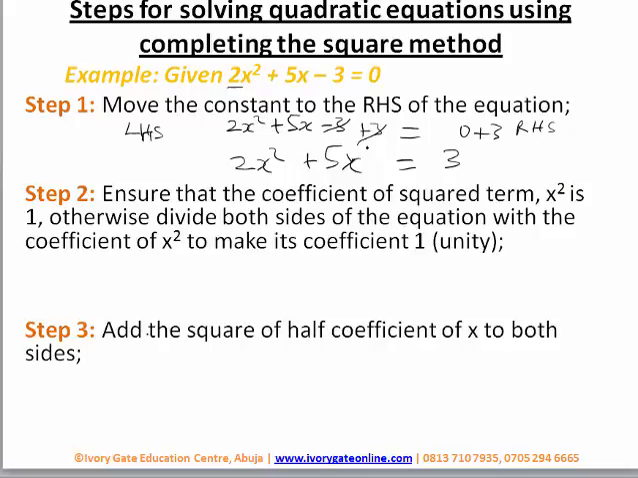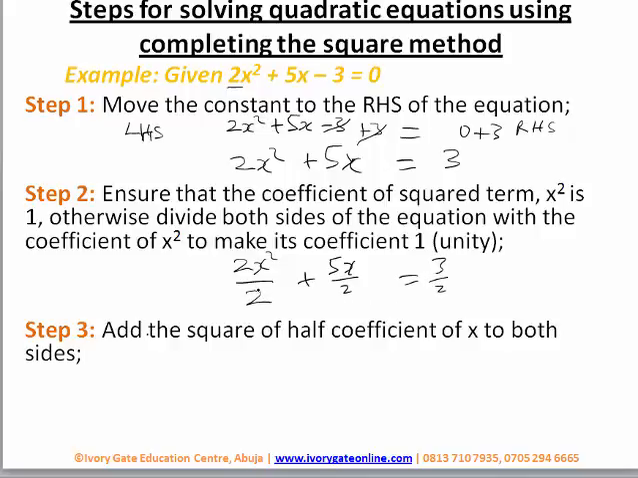Then the next step is that we need to ensure that the coefficient of the squared term x squared is 1. We need to ask ourselves, is the coefficient 1? No, the coefficient is 2. Then if it is 2, divide both sides of the equation by the coefficient of x squared to make its coefficient unity. So in this case we'll have 2x squared divided by 2 plus 5x divided by 2 is equal to 3 divided by 2.